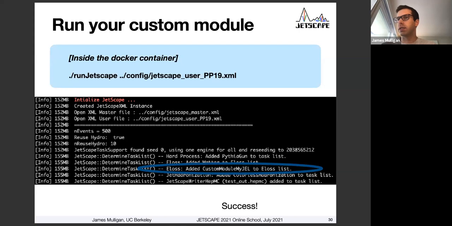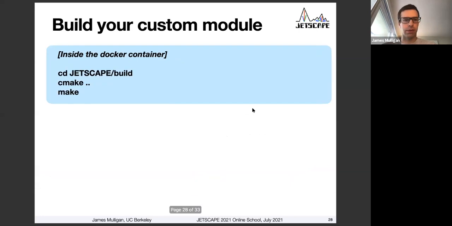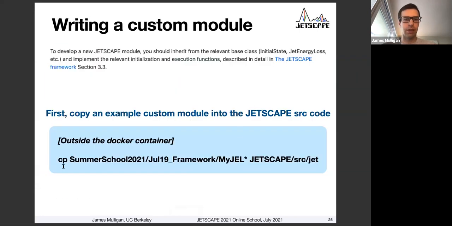Right, so there is a question. You need to be in a particular folder when you run this copy command, right? So we need to copy these myjel.h and .cc into this location. There's two ways you can do it. You either should go to a directory where you see this summer school 2021 and JETSCAPE. So if you go there, then you can exactly copy paste that command.